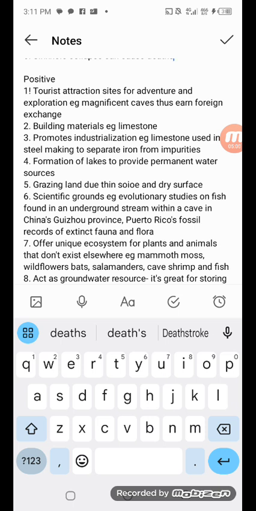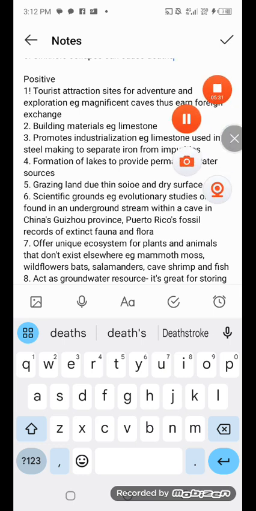On a positive note, the karst scenery is important because it creates tourist attraction sites for both adventure and exploration. For example, people who love the magnificent caves will want to come and explore and know more about them. So that will get to earn the country or the involved economy foreign exchange and income, so the government revenue.